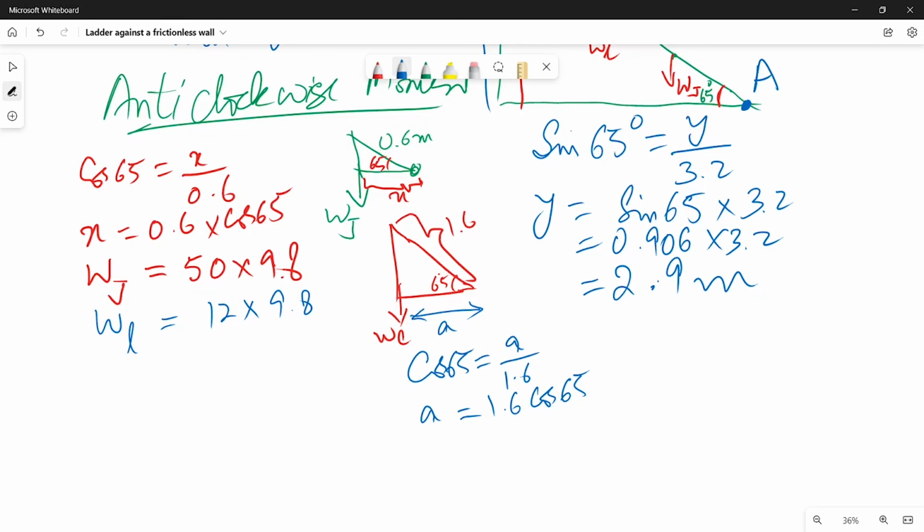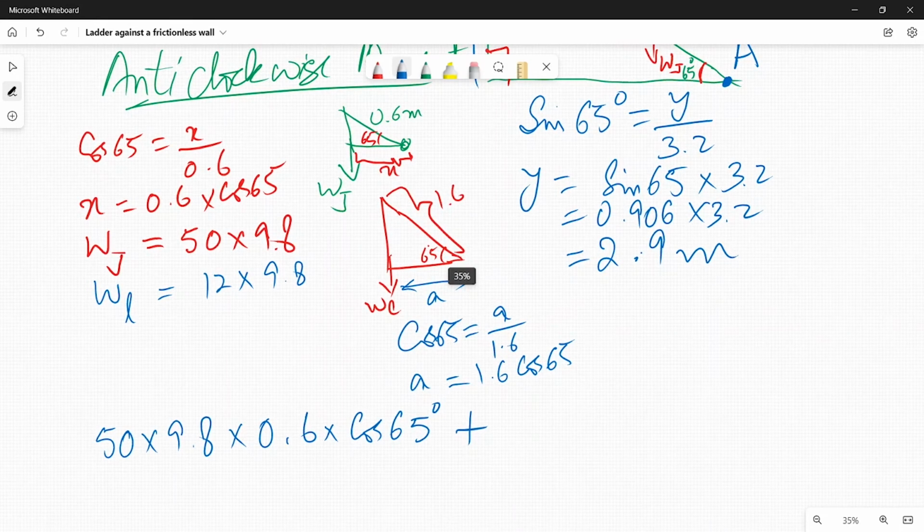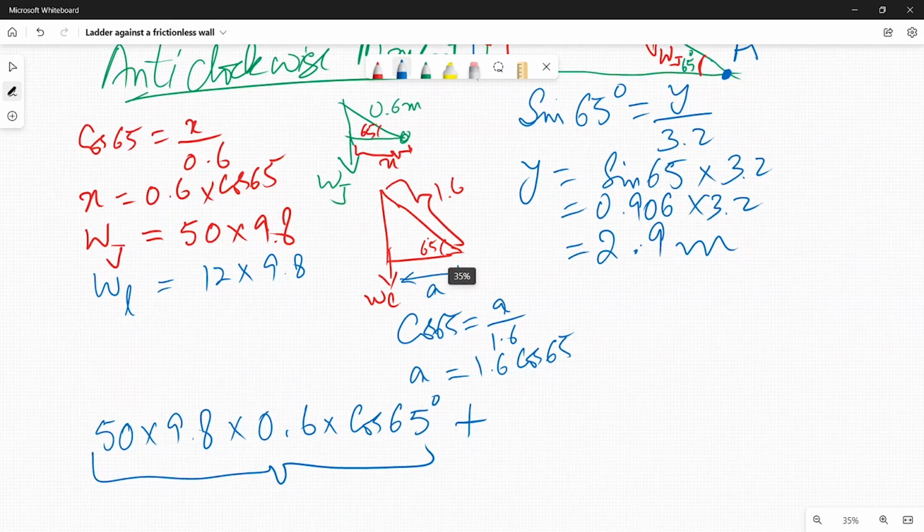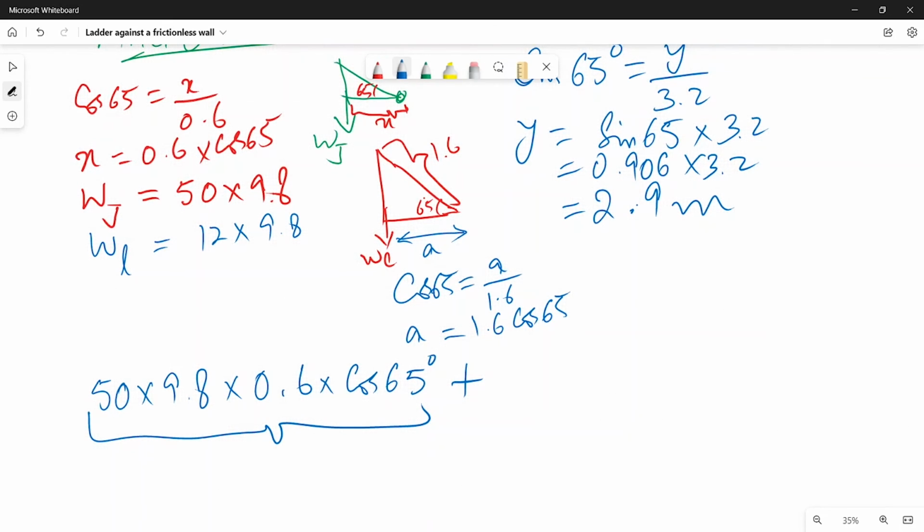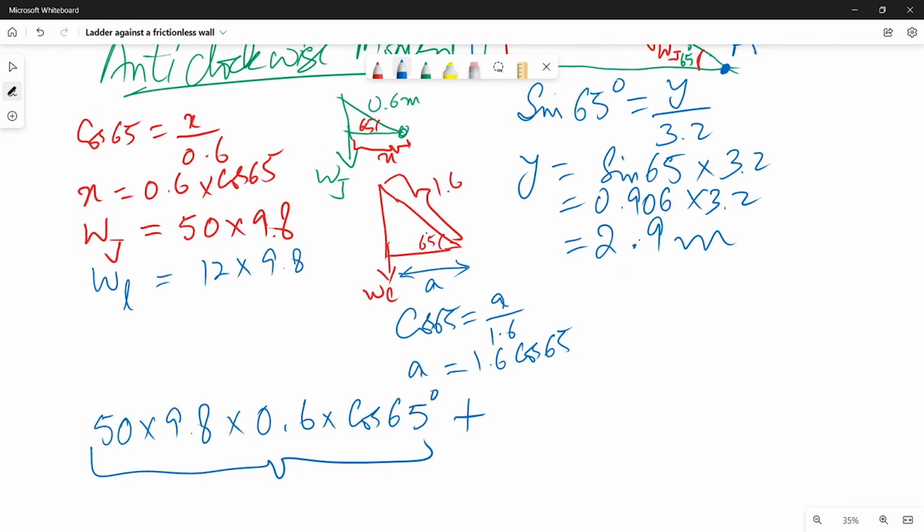First of all, Wj. Let me write again, anti-clockwise moment that is caused due to James. That would be 50 times 9.8, that is in Newton the weight of James, multiplied by x, and we know x is 0.6 times cos 65. And this is the moment due to, I would write, moment, and we know it is an anti-clockwise moment, so moment due to James.